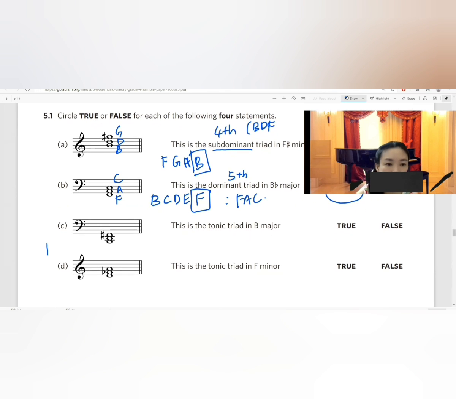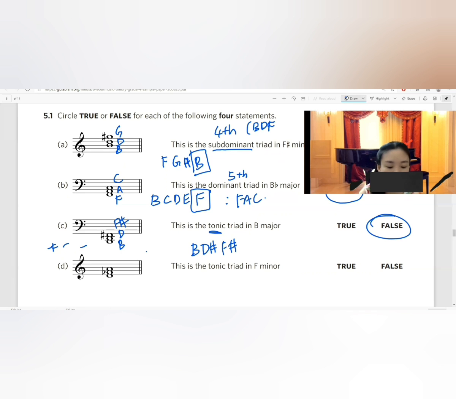Next one is in B major. B major has 5 sharps: F, C, G, D, A. You can write down the key signature first. Tonic triad means the first note. In B major, the first note is B. So you should look for B, D sharp, because D has a sharp, and F sharp. Let's see whether they have D sharp and F sharp. Looks like this one doesn't. They only give you B, D, and F sharp. So this answer is out.